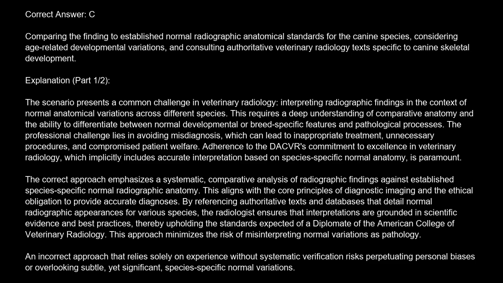Correct answer is C. Comparing the finding to established normal radiographic anatomical standards for the canine species, considering age-related developmental variations, and consulting authoritative veterinary radiology texts specific to canine skeletal development. Explanation. The scenario presents a common challenge in veterinary radiology, interpreting radiographic findings in the context of normal anatomical variations across different species. This requires a deep understanding of comparative anatomy and the ability to differentiate between normal developmental or breed-specific features and pathological processes.